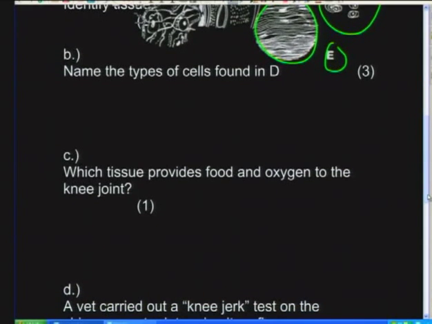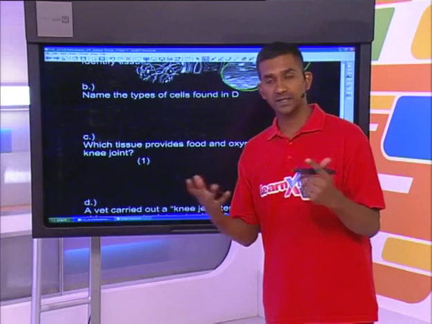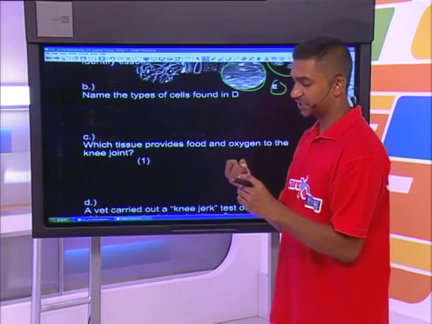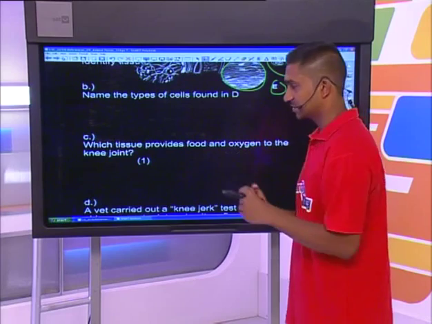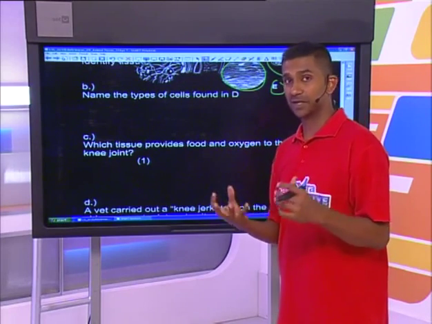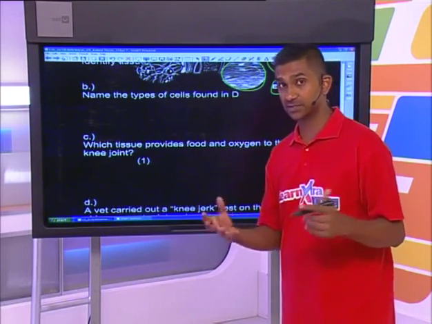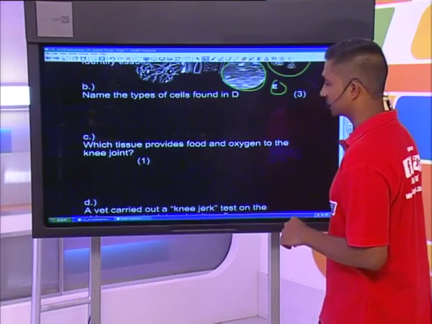Okay, we're going to very quickly look at the last question. Which tissue provides food and oxygen for the knee joint? And guys, that's quite simple. Remember that the transportation of nutrients, oxygen, water takes place through blood. So that tissue would be blood that supplies the joints with nutrition and water.